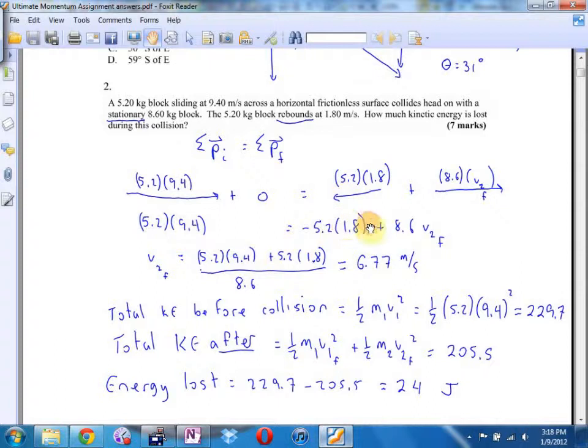Now energy is a scalar. How much energy was there before the collision? Only one mass was moving, so it's a half M1 V1 initial squared. How much energy was there after the collision? The first mass is moving, the second mass is moving, and I don't care about negative or positive.